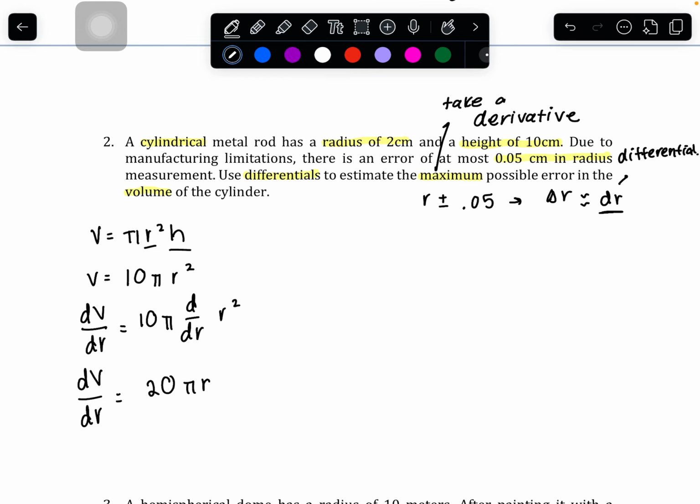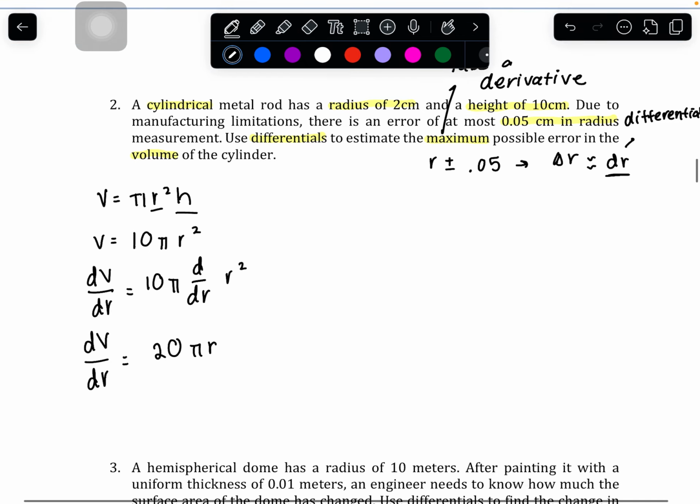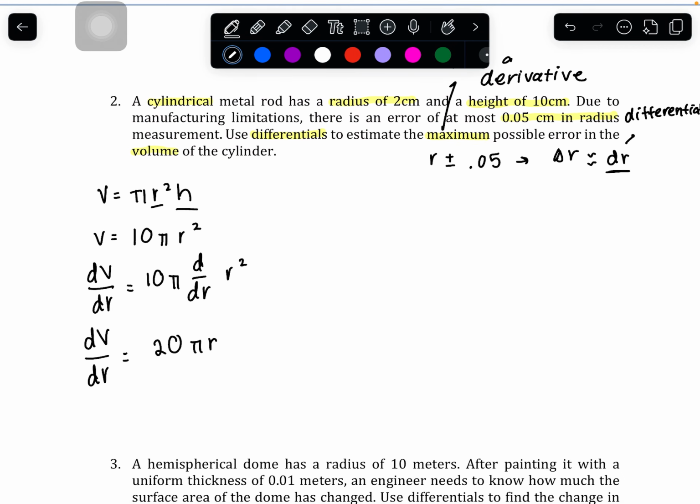Okay, so now, again, we wanted the maximum possible error in the volume. So we wanted to find dv. This is the only time we're going to use this guy and call it a fraction. So up here, we're going to solve for dv. If I multiply both sides by dr, I get dv is equal to 20 pi r dr. My answer should be a numerical value.